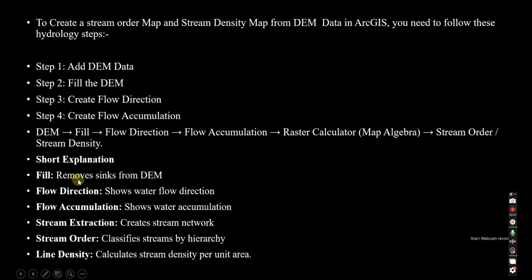Short explanation: fill removes sinks from the DEM. Flow direction shows water flow direction. Flow accumulation shows water accumulation. Stream extraction creates the stream network and stream order classifies streams by hierarchy. Line density calculates stream density per unit area.